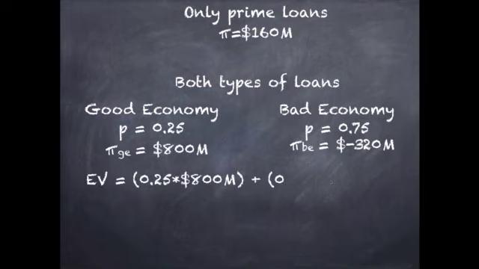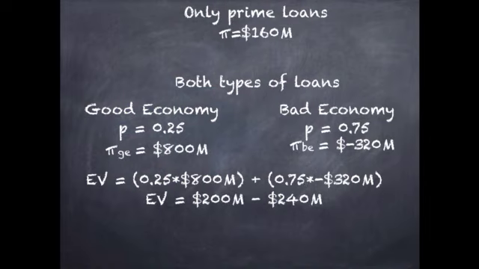So we have to calculate the expected value of this. We just take the probability of the good economy, multiply that by the profits if the economy is good, and we add to that the probability of a bad economy multiplied by the profits, or in this case losses, when the economy is bad. So we have 25% multiplied by 800 million, and we add to that 75% multiplied by negative 320 million. So the expected value is equal to 200 million minus 240 million. So the expected profit for the bank itself is negative 40 million.